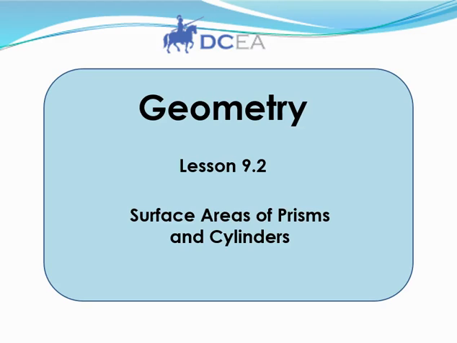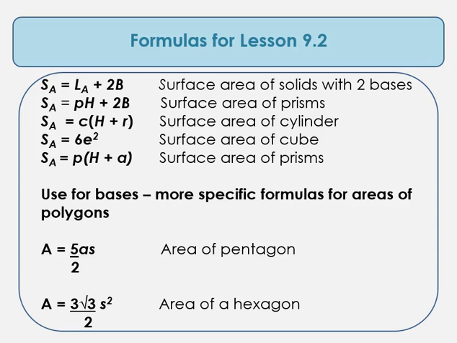Today, in Lesson 9.2, we'll be talking about surface areas of prisms and cylinders. I have listed all the formulas that we'll have in Lesson 9.2. I also have some more specific formulas for areas of polygons, which is what we use for the bases of these figures, that we did not do in the last chapter.